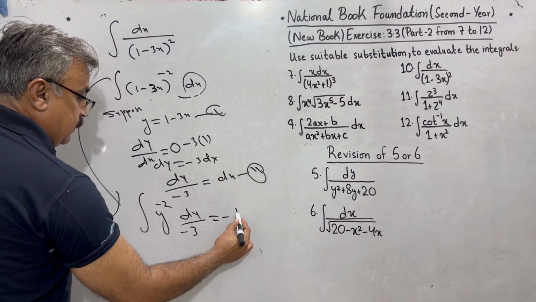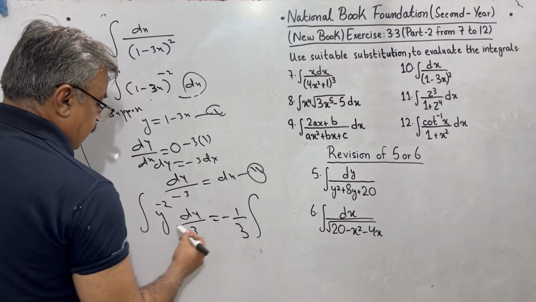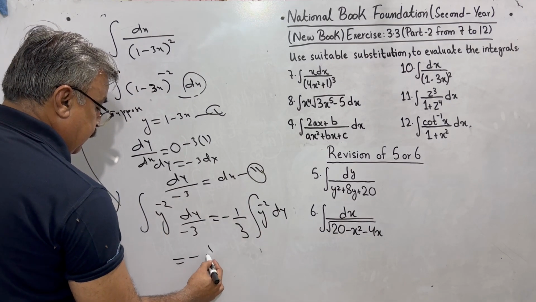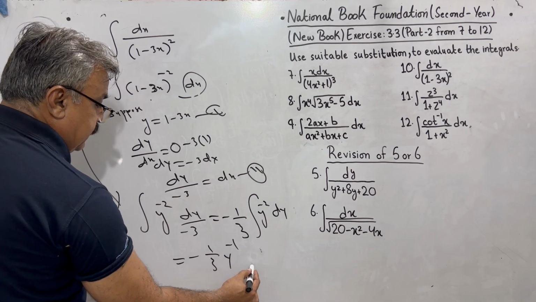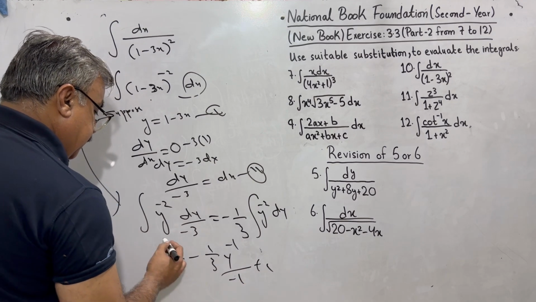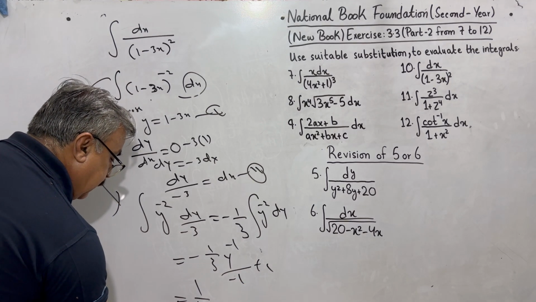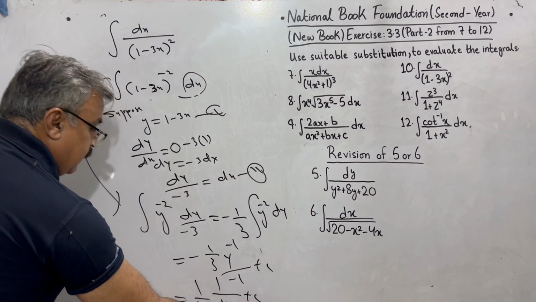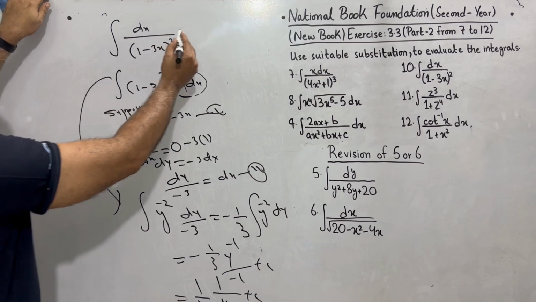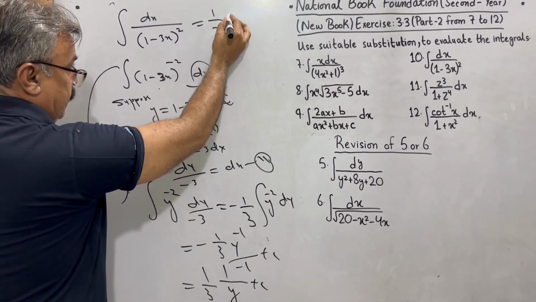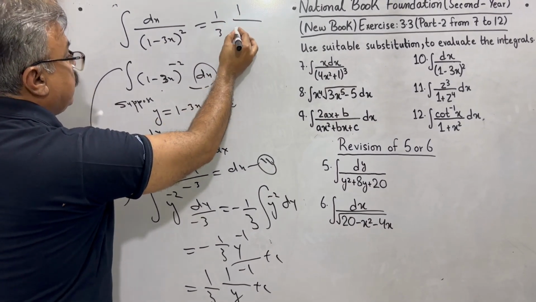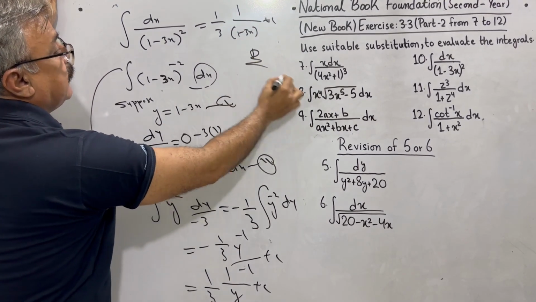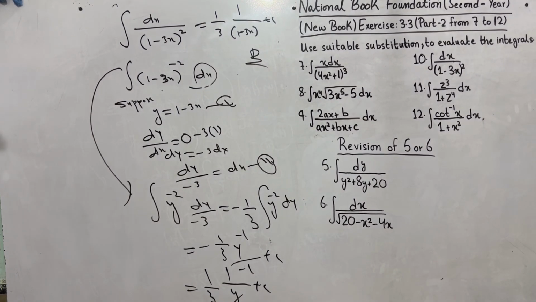Minus 1 over 3 is the constant to be put right outside. We have y to the minus 2 dy. Add 1 to the power, it will become minus 1, dividing with the same. Plus c, minus times minus gives plus 1 over 3. Make the exponent positive, write in the denominator. What is the value of y? Re-put here. It will become 1 over 3 times 1 over y, which means 1 over (1 minus 3x), plus c. It's our answer.